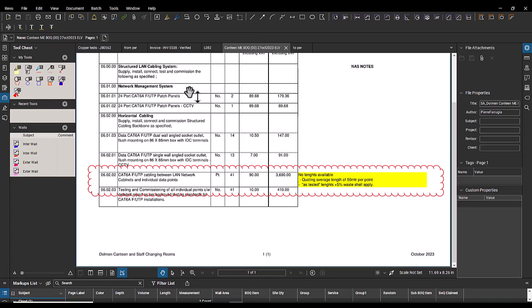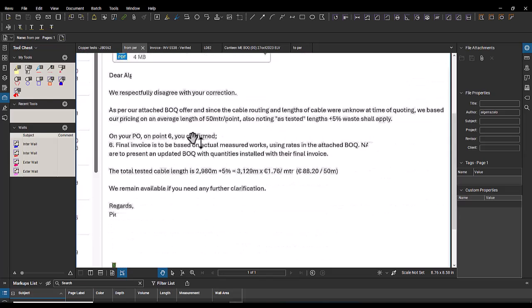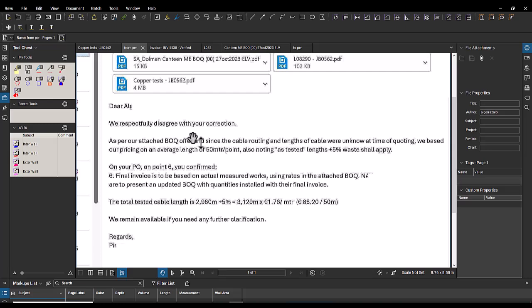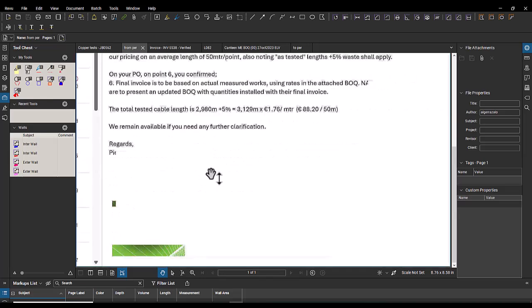So what I'm going to reply to him is: thank you for your response. I understand fully your point of view. However, we have a purchase order that is considered as the contract agreement, which means that we have to follow the units and the unit rates. The units are per meter, per points, and so on. I think that's what I'm going to reply to him.